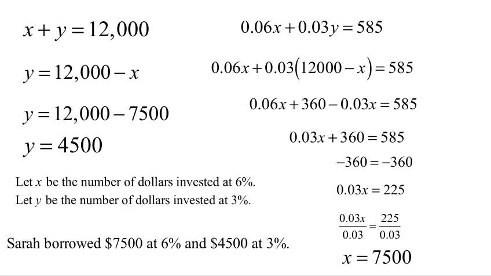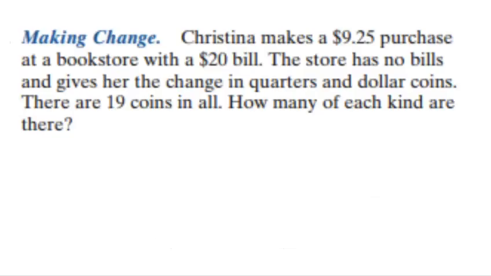All right. Next, we have a question on making change. Christina makes a $9.25 purchase at a bookstore with a $20 bill. The store has no bills and gives her change in quarter coins and dollar coins. There are 19 coins in all. How many of each are there?